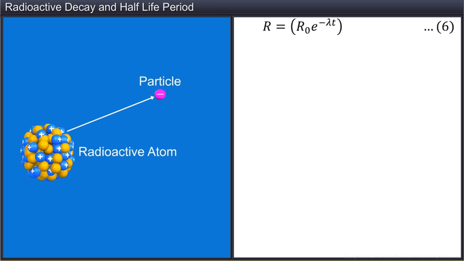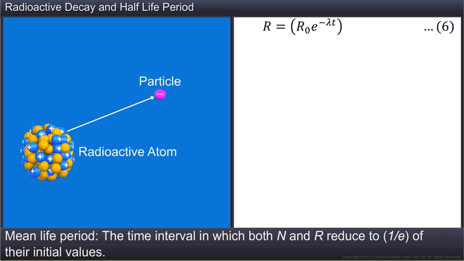Another measure of estimating the time for which a radioactive nuclei lasts is the mean life or average life, denoted by tau. It is the average time a substance exists in a specified form. It is the time interval in which N and R reduces to 1 by e of its original value.